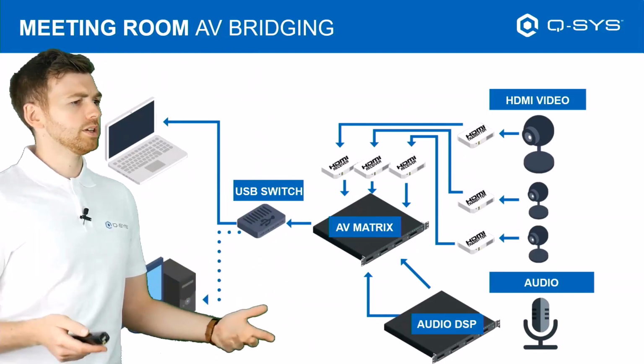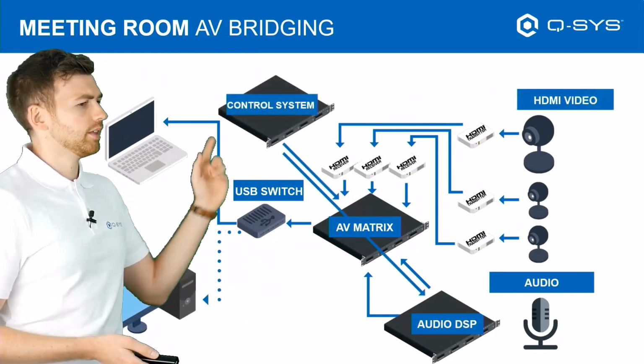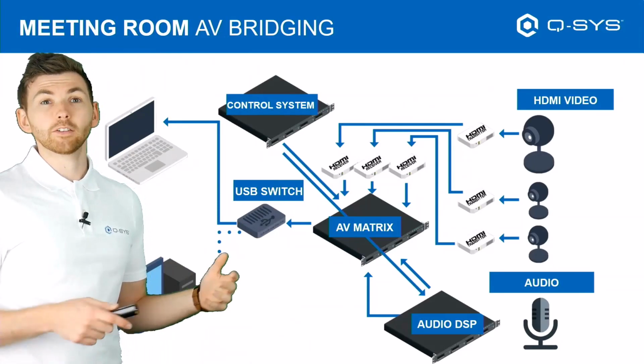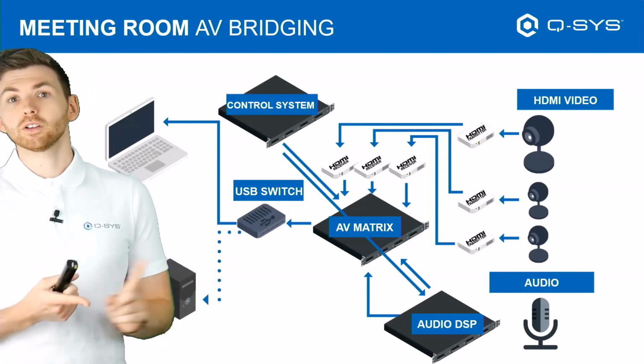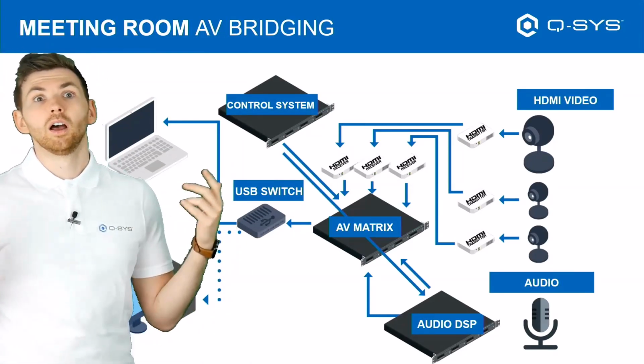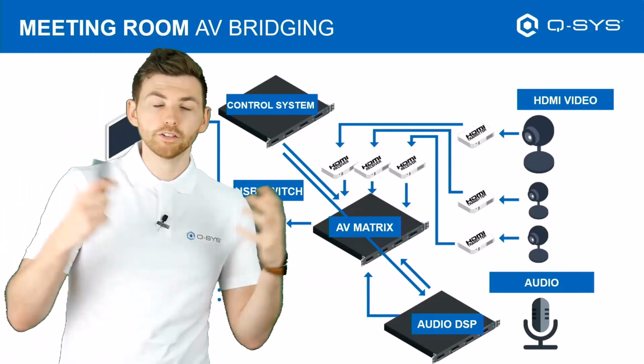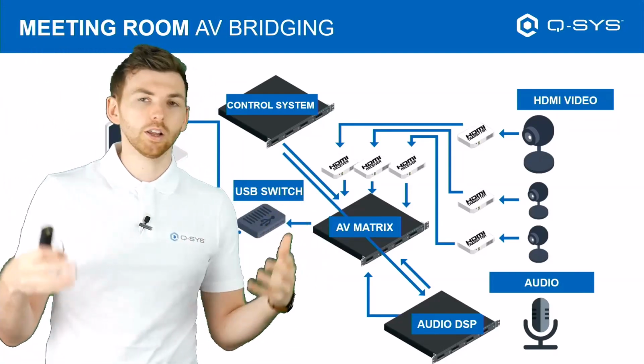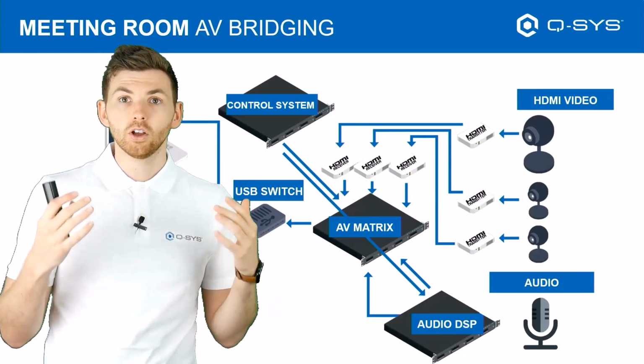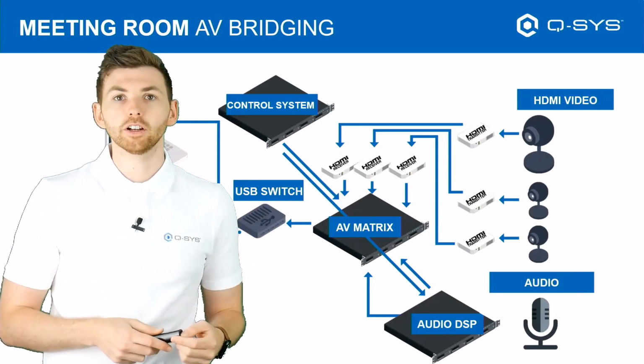And now we also need to add a control system. There's our control system, which we're then going to have controlling the cameras, the AV matrix, the audio DSP, the USB switcher. It's like a load of different boxes. This is what we're talking about, a load of boxes cobbled together to make this work. And it's not going to be much fun for anybody to work with.